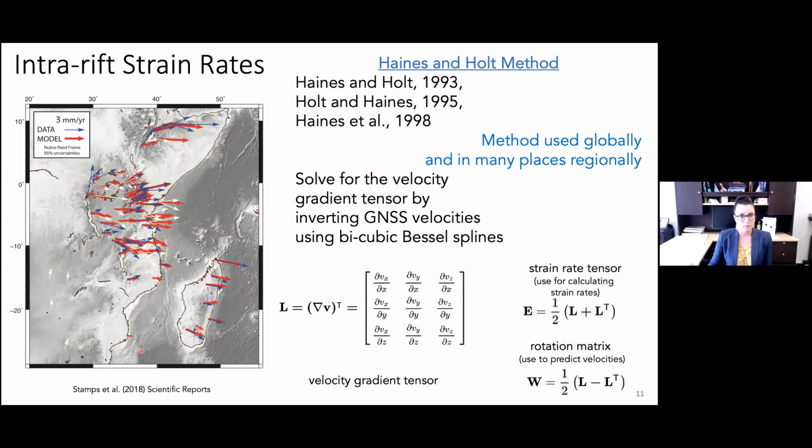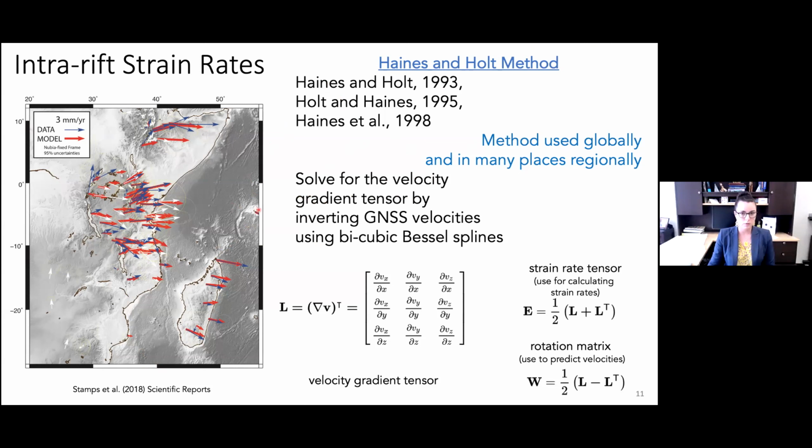So this is an approach called the Haines and Holt method. It was developed in the early 90s and revised to use bicubic Bessel splines in the later 90s. It's been used in many places globally. The global strain rate model, which is pretty popular, uses this technique. And then many scientists have used it regionally as well. It's not the only way to get intra-rift strain rates, but this is one approach.